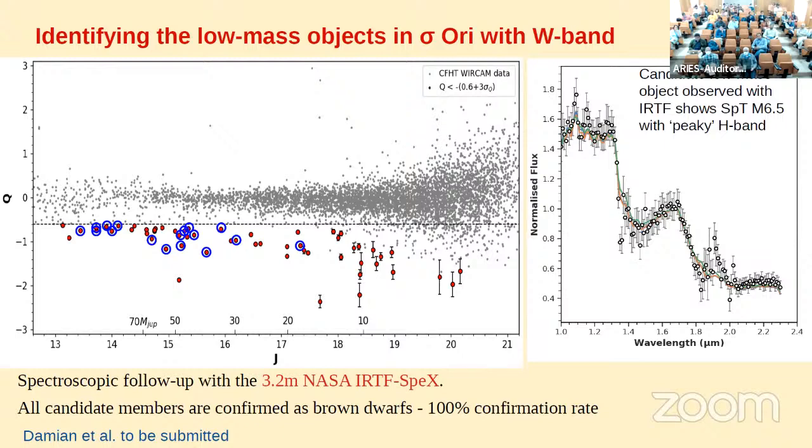target spectrum. The spectral type for this object comes up to be M6.5 with a peaky H-band feature. This is a characteristic feature of brown dwarfs, due to the strong water absorption here at 1.45 micron. So we see a triangular or peaky H-band spectrum. All of the candidates that we observed with IRTF have been found to be brown dwarfs, giving us a 100% confirmation rate for this region.